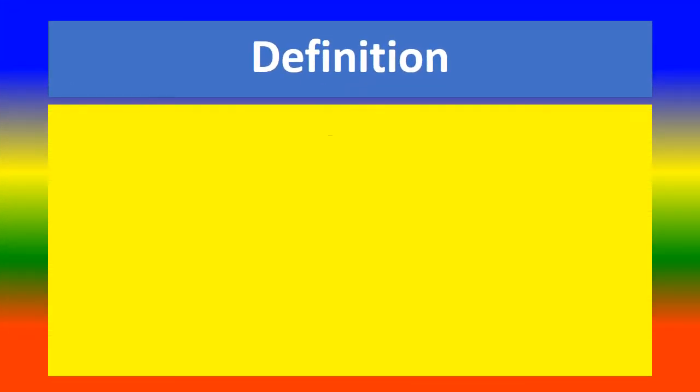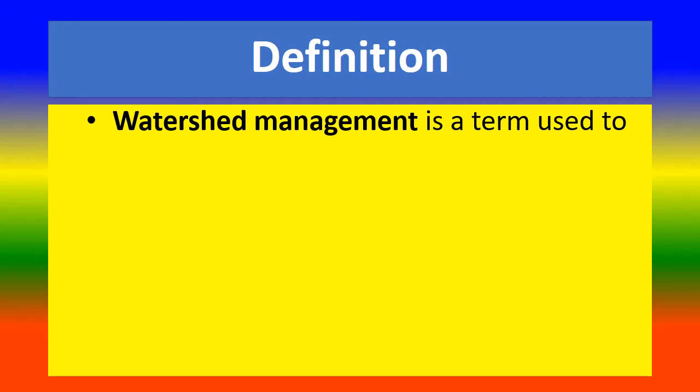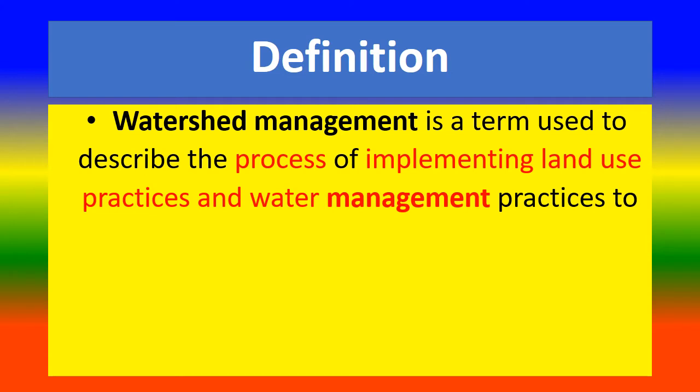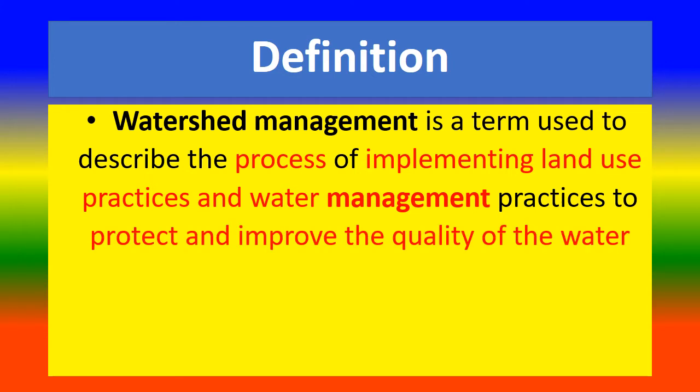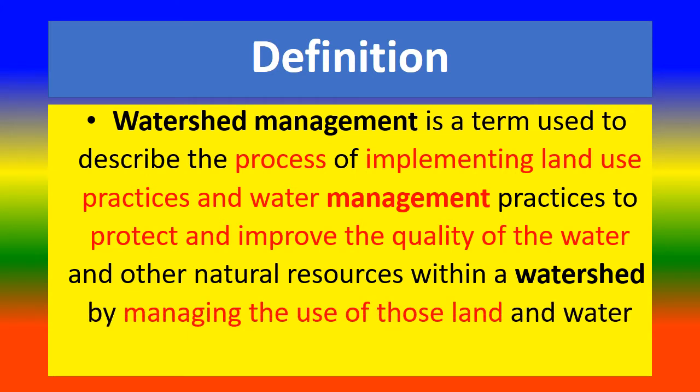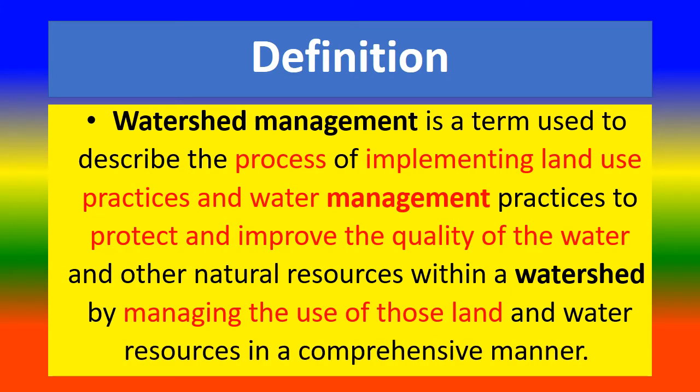Definition. Watershed management is a term used to describe the process of implementing land use practices and water management practices to protect and improve the quality of the water and other natural resources within a watershed by managing the use of those land and water resources in a comprehensive manner.